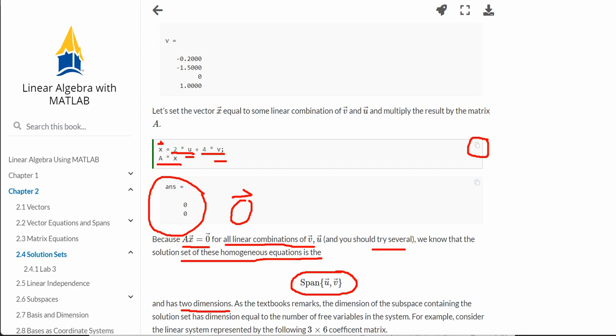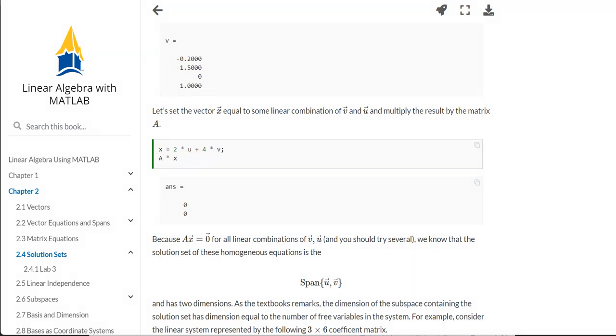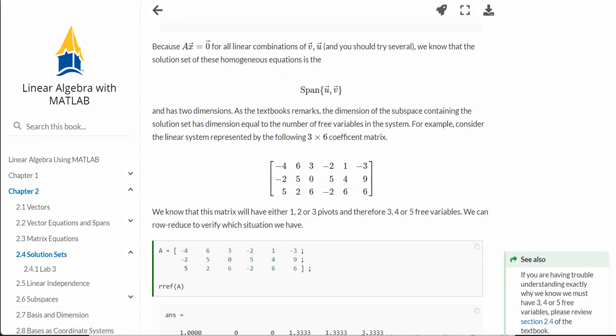All right. So the basic variables, we're going to solve for the basic variables in terms of the free variables. So the number of free variables is going to be the dimension of our solution space. Okay, and let's take a look at the next example. I'll get rid of the ink. Right, the dimension of the subspace containing the solution set has dimension equal to the number of free variables in the system.